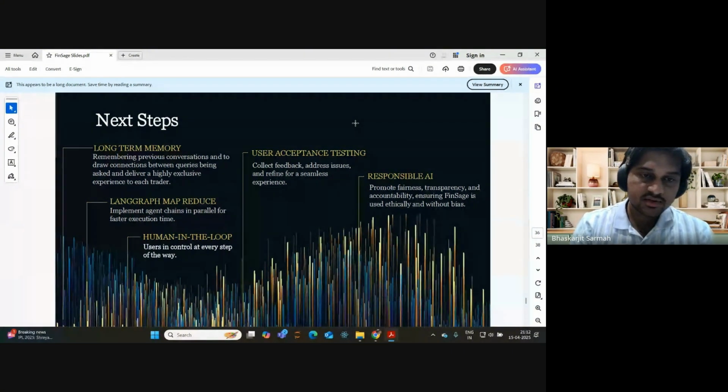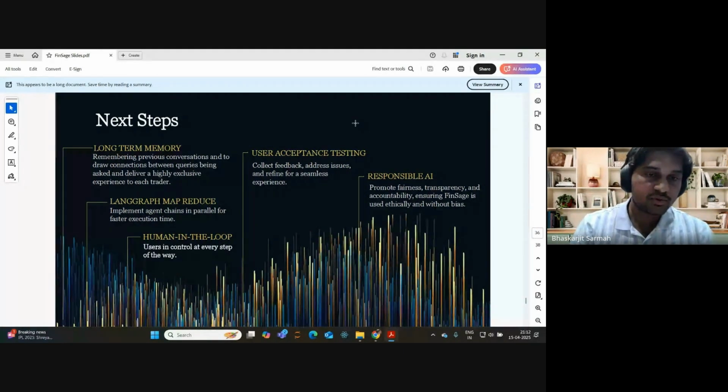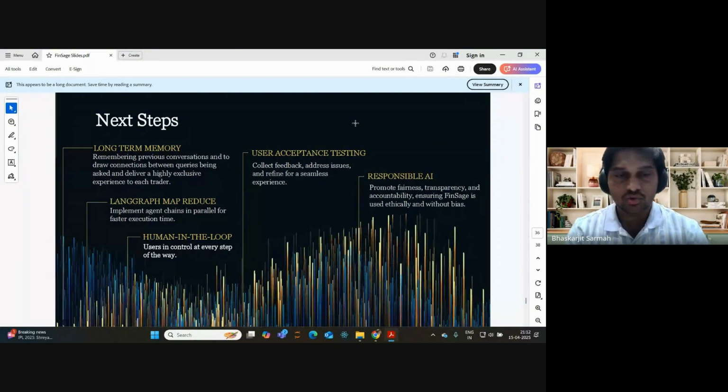The second next step is about adding LangGraph. This entire application we have built using LangGraph. So maybe we can use LangGraph MapReduce to make parallel execution to reduce the latency a bit more, and also a human in the loop process, because right now the trader cannot control the thought process that the language model has been going through under the hood.